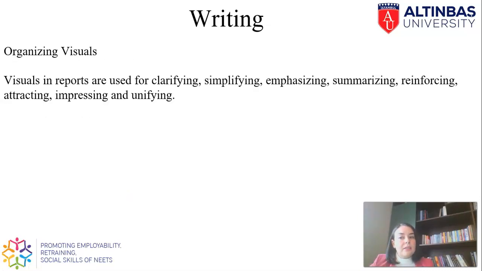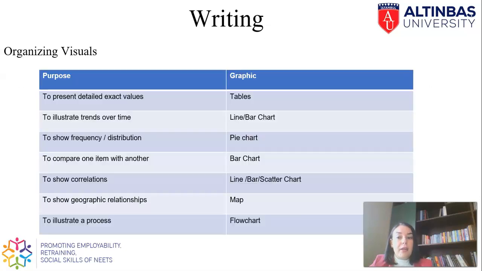When we are organizing, the visuals in reports are used for clarifying, simplifying, emphasizing, summarizing, reinforcing, attracting, impressing, and unifying ideas. Here we can see the different types of graphics used in reports and their purpose. If we want to present detailed, exact values, the best way to do it is through tables. If we want to illustrate trends over time, bar or line charts are useful graphics.